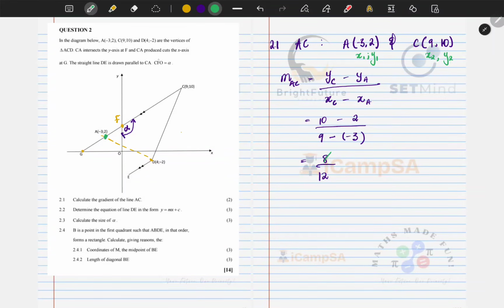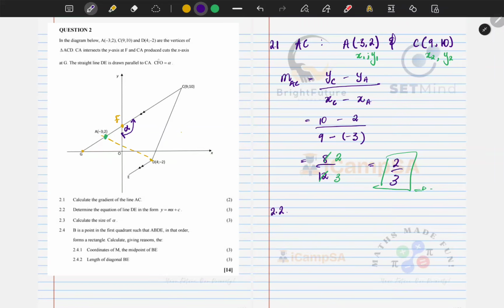So 8 over 12. The common factor would be 2. No, it would be 4. The highest common factor would be 4. So 4 would go into 8 twice, and it would go into 12 thrice, right? Therefore your gradient is going to be 2 over 3. So now you have solved question 2.1. Now let's look at 2.2.